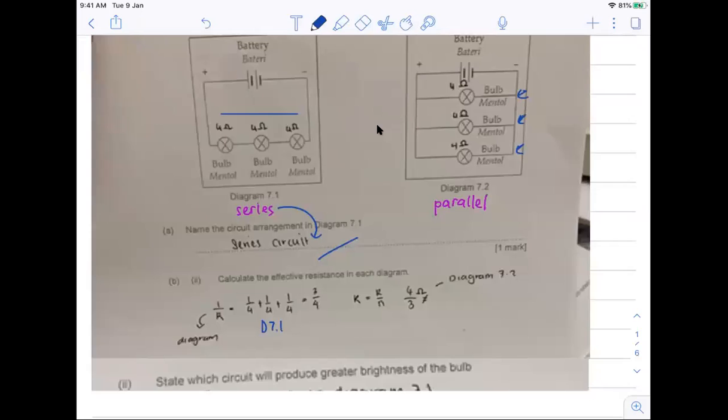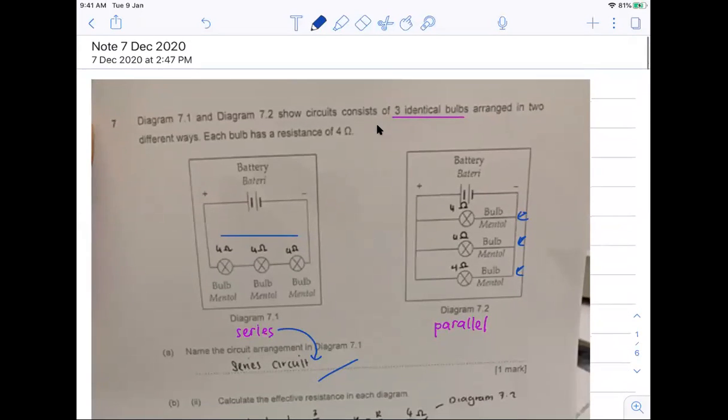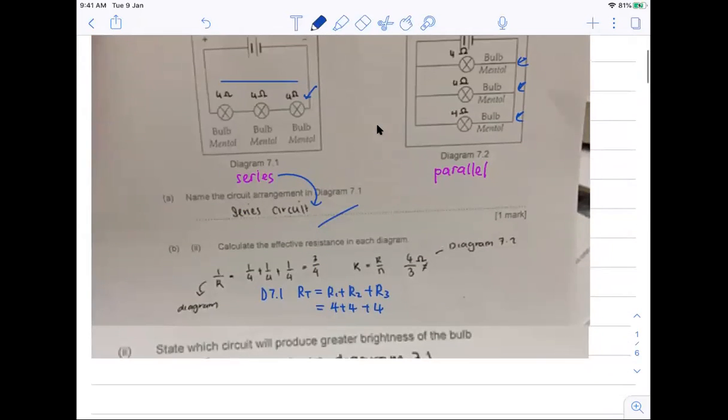it's a series connection. For a series connection, the formula is R total equals R1 plus R2 plus R3. So for diagram 7.1, the resistance is 4 plus 4 plus 4, because it says in the question that each bulb has a resistance of 4 ohm. So each is 4 ohm, and we add up all 3 of them, we get 12 ohm.